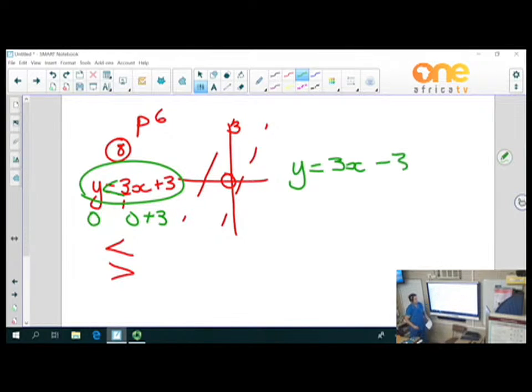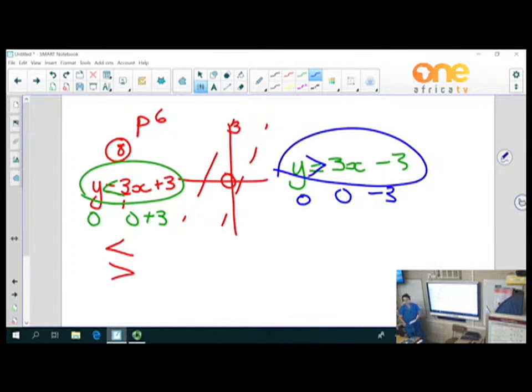Negative 3. Okay, so now again we're testing the point 0, 0. And what will make this statement true? 0 is more than. So this is the answer of the second one. It's more than. 0 is more than negative 3. That will make it true. You must make your statement true because 0, 0 is in the wanted region.